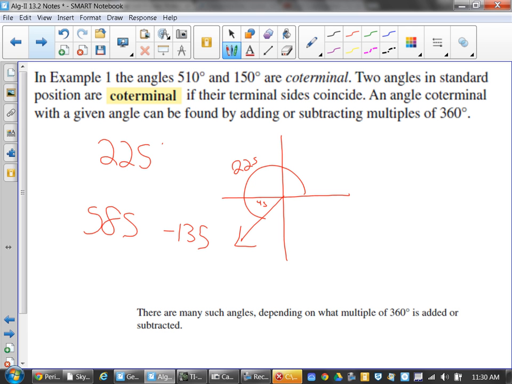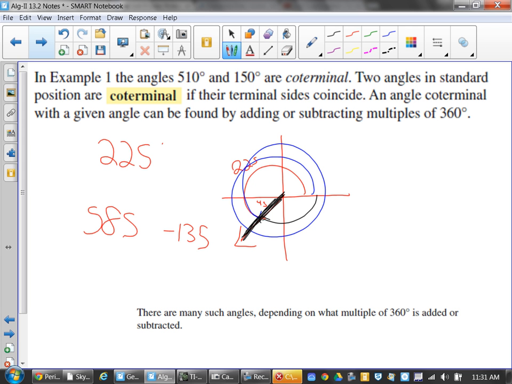So the polynomial is the two numbers added and subtracted from 360. What we're doing here is 585. If I graph 585, I go around, and I'd end up here. If I graph the negative 135, I just start here, and I wind up there. All three of those had the same terminal side with the same reference angle, within the same quadrant.